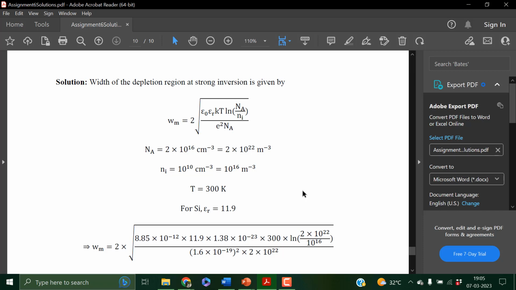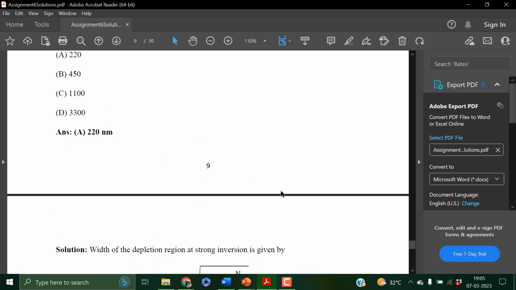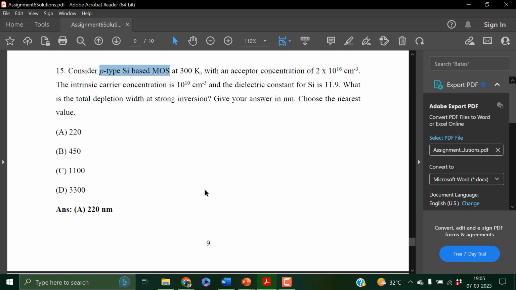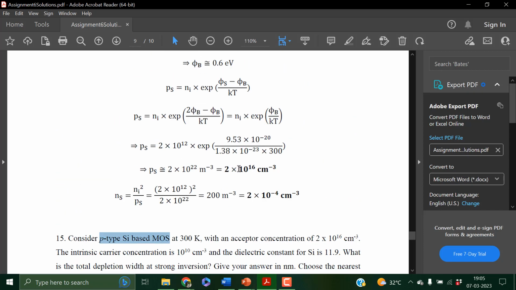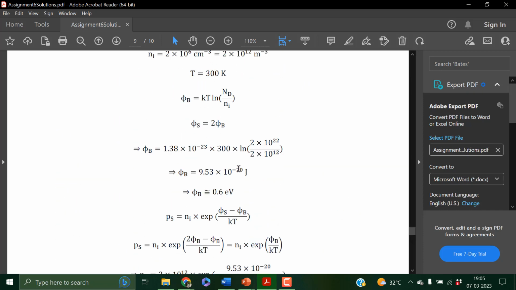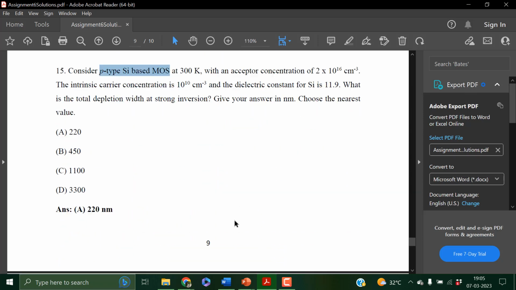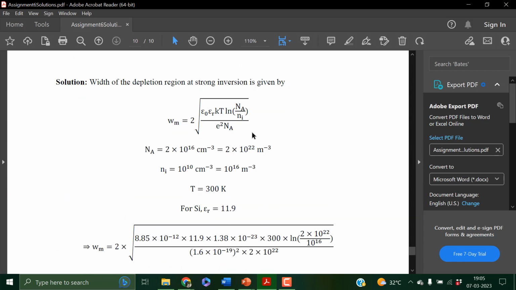So basically, the thing is that you should not be calculating based on phi s. You should be calculating based on phi b. We don't need to take 2 times kT ln(Na by Ni). Just using phi b itself you can calculate, and then it becomes epsilon 0 epsilon r kT ln(Na by Ni) by e square Na, right? If you take 2 times that value, you will get the total depletion width.